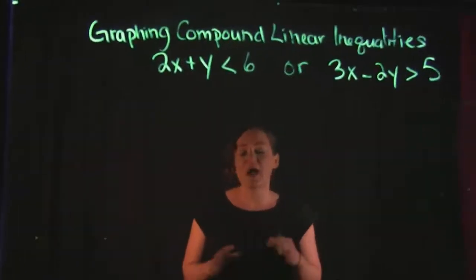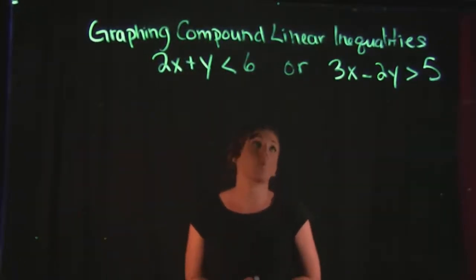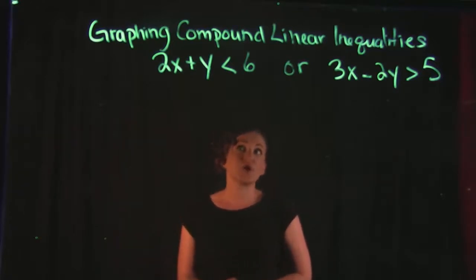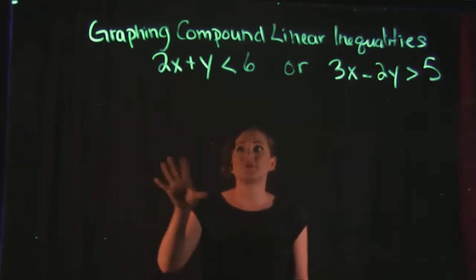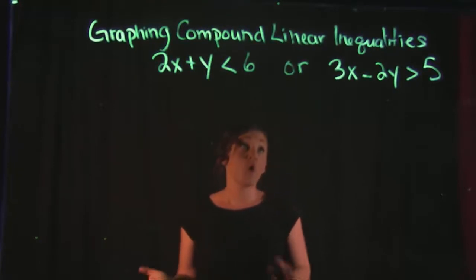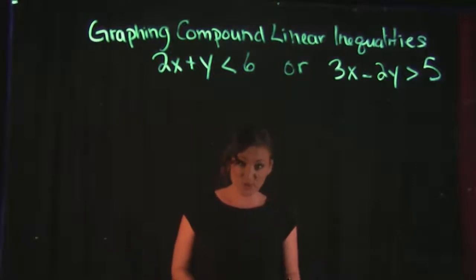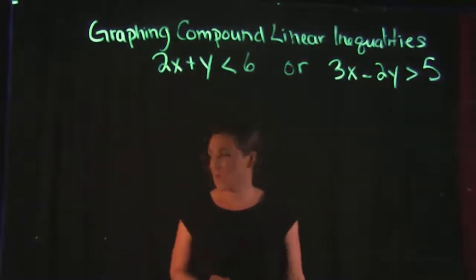So this video is going to talk about how to graph a compound inequality, or compound linear inequality. Okay, so we have the following example where we have 2x plus y is less than 6 or 3x minus 2y is greater than 5. So a couple things to note about this problem before we jump right into it.